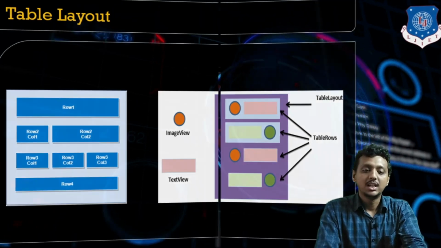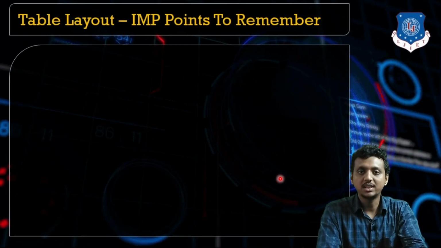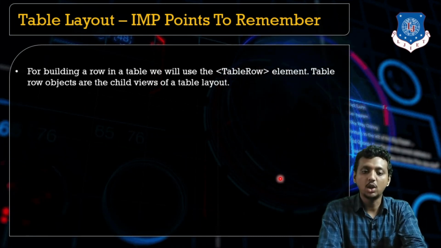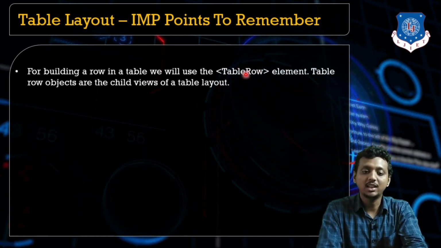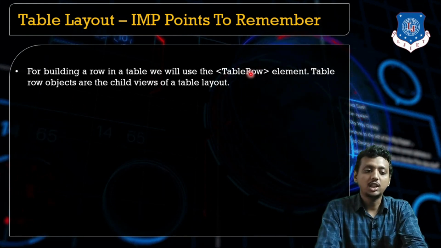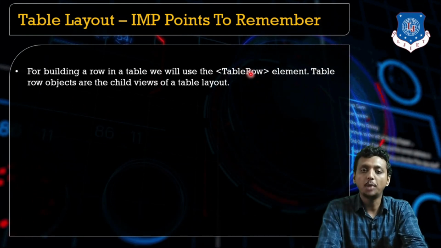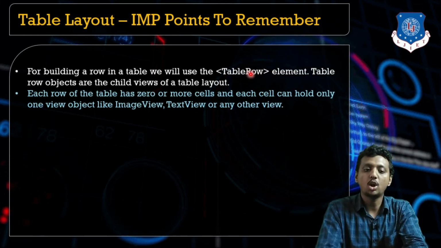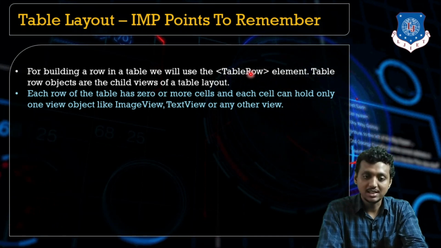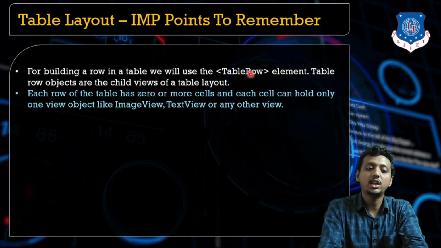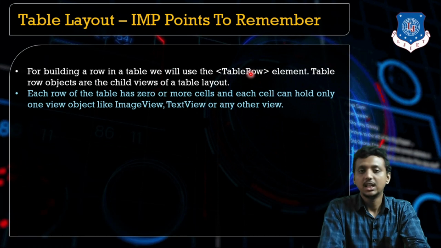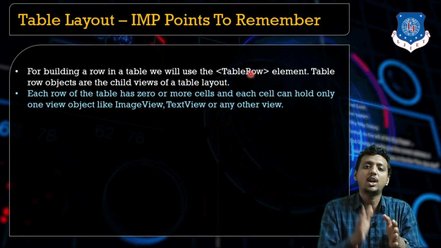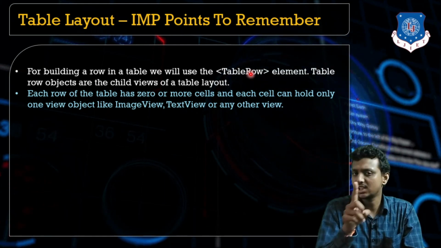Now, let's understand the various important points in the table layouts. Always remember that for building a row in the table layout, we need to use the tag known as the table row element. The table row objects are the child views of the table layout. Each row of the table has 0 or more columns, or we can say more cells. Here each cell can hold only one view object. See, in a particular column or cell, you can specify only one object like edit text, image view, anything, whatever you want.